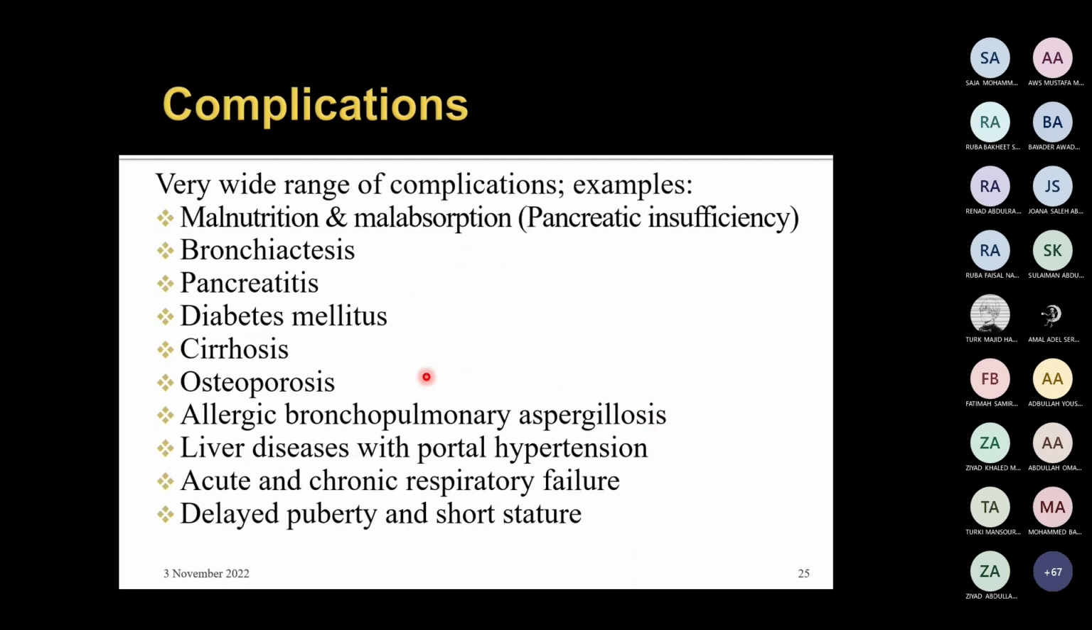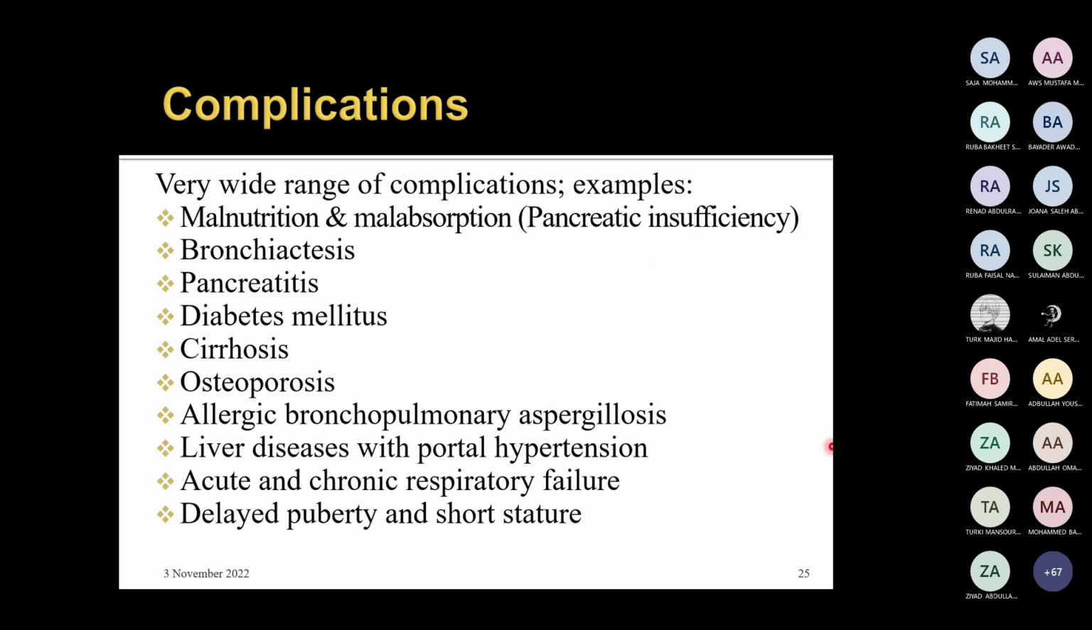So we have a long list of complications at the clinical level. Obviously, malnutrition due to malabsorption, intestinal enzymes, pancreatic enzymes, all of these things are not there. So there is malnutrition, malabsorption. Bronchiectasis, which means destruction of the bronchioles, pancreatitis, which means inflammation of the pancreas, diabetes mellitus, I think you know this, cirrhosis, osteoporosis, renal enzyme, allergic bronchopulmonary aspergillosis.